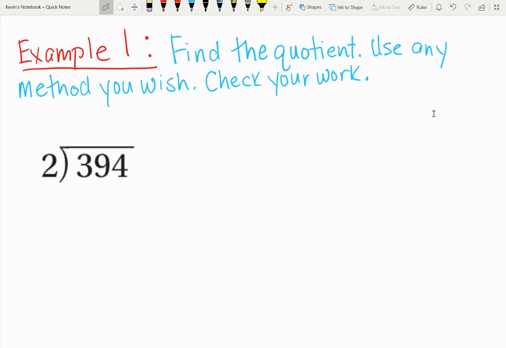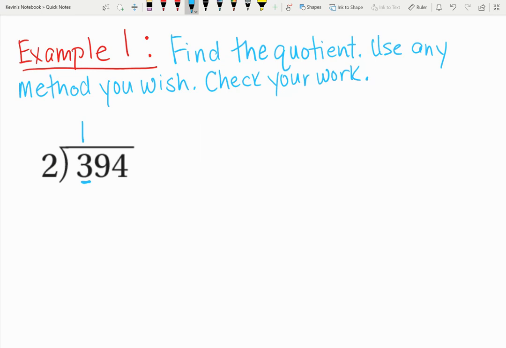So remember, the first step in disco division is divide. So you're going to divide the 3. 3 divided by 2, how many 2's can I get out of 3? 1. So that's your first step, divide. And you're going to divide your largest place value, the hundreds in this case, which is a 3.